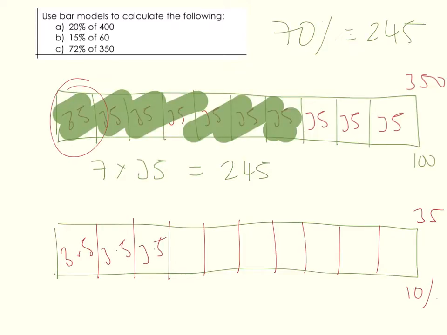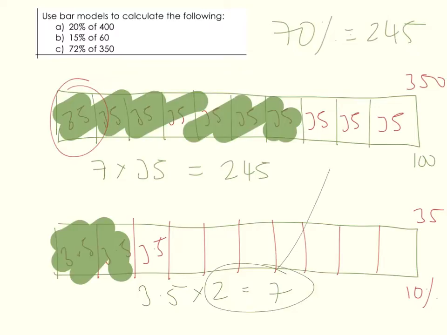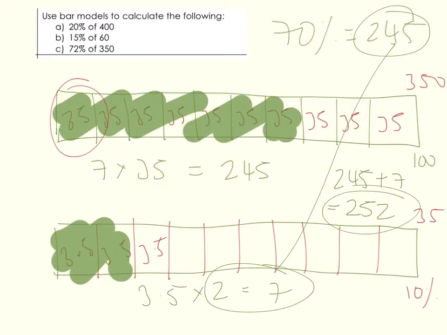2% is going to be 2 lots of that 3.5, and 3.5 times 2 equals 7. So 72% is going to be this plus this. So 245 plus 7, and that equals 252, and that is your answer for that one.